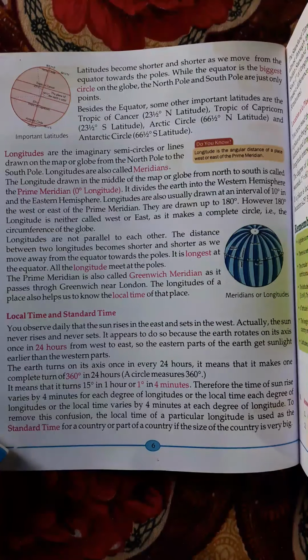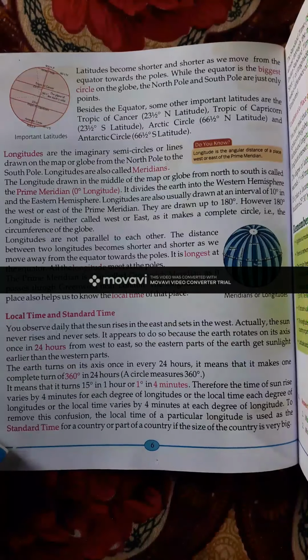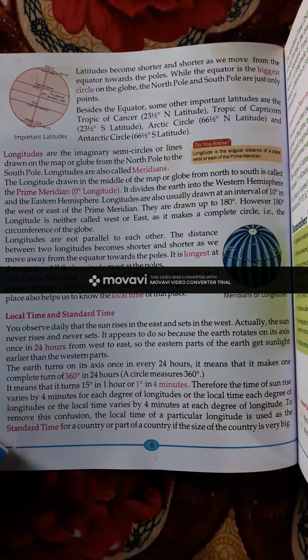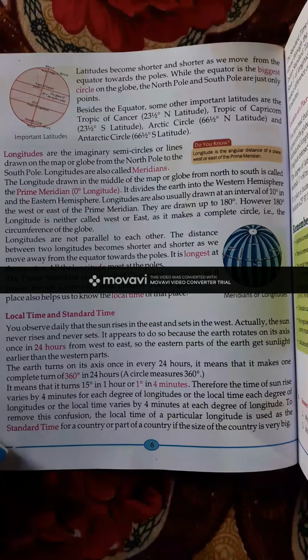Longitudes are also usually drawn at an interval of 10 degrees in the west or east of the prime meridian. They are drawn up to 180 degrees. However, the 180 degree longitude is neither called west nor east, as it makes a complete circle, that is, the circumference of the globe.